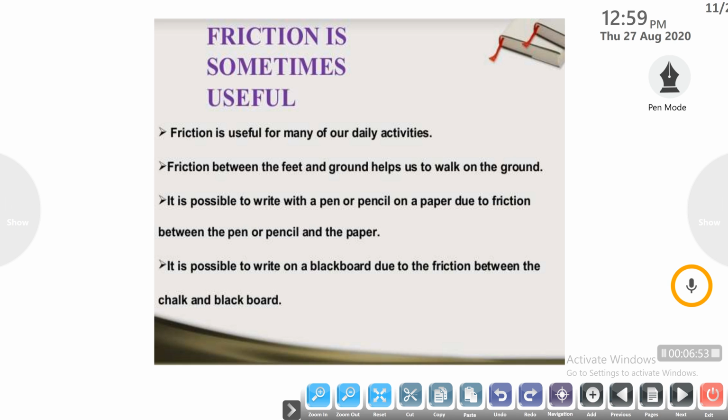As we all know, friction plays a very important role in our daily activities. For example, the friction between the feet and the ground helps us to walk on the ground. It is impossible to write with a pen or pencil on a paper without friction. So the friction between the pen and the paper helps us to write on a paper, and it is possible to write on a blackboard due to the presence of friction between the chalk and the blackboard. So these are some daily activities in which friction plays a very important role.